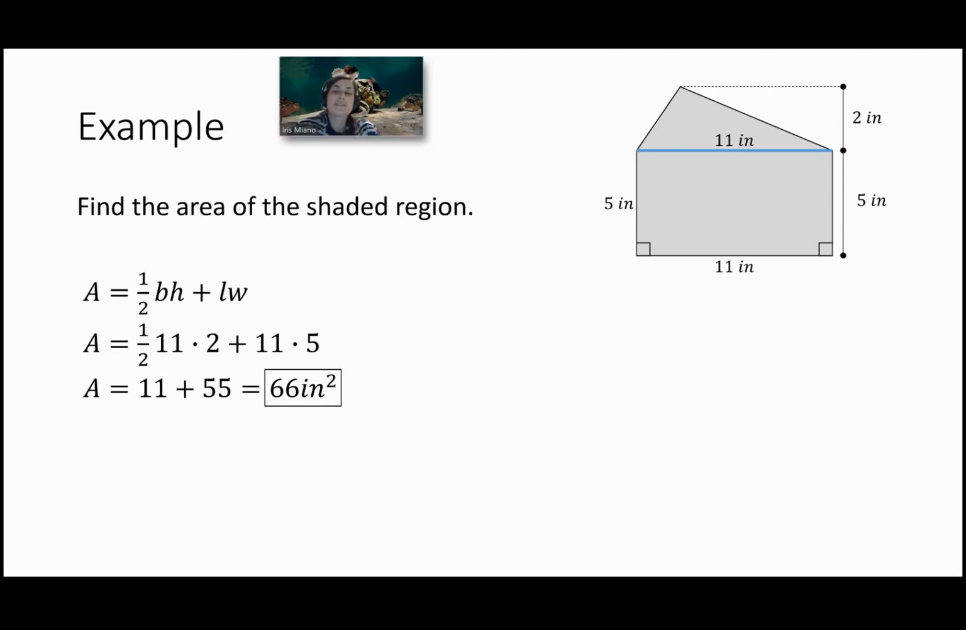Okay? So these composite figures can be a little bit tricky at first, but it's important to, in your practice, come to a point where you can draw an auxiliary line to separate the figure into individualized regions for which you can find the area and then add them up. Okay? In this case, it was a rectangle with a triangle on top. Moving on.